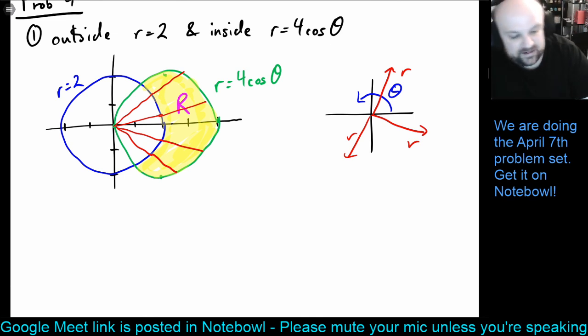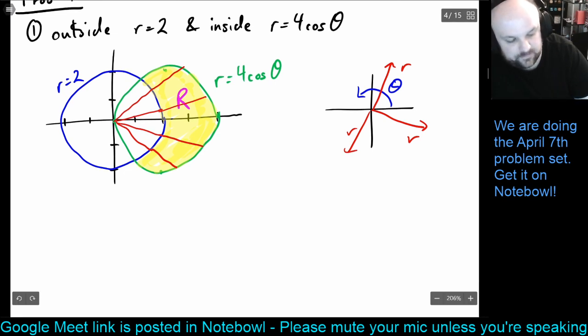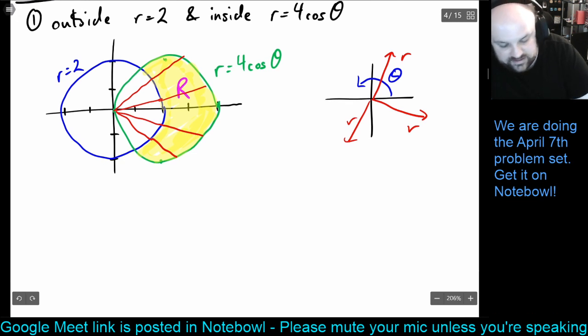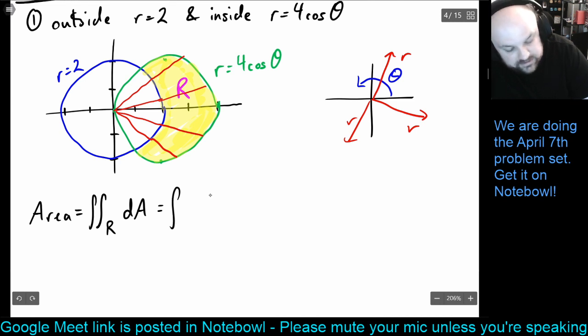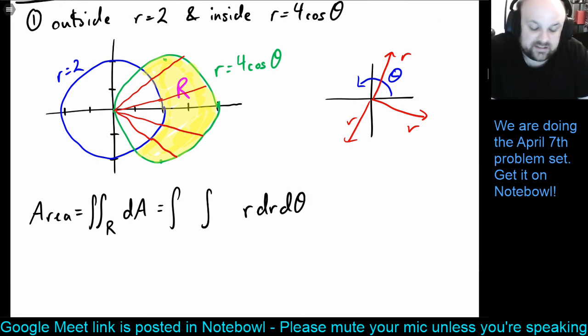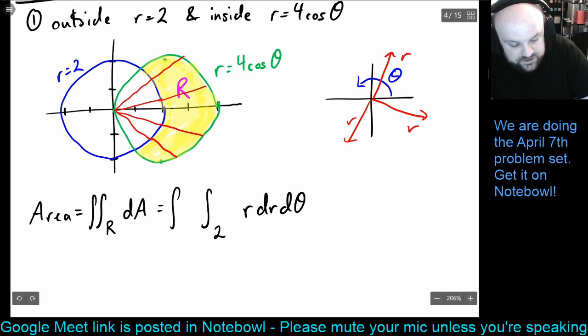So what that means is, the area is the double integral over R of dA, so we do need to switch this to polar: r dr d theta. So when we're setting up the r integral, the inside bound is the blue curve, just 2. The outside bound, which is the green curve, is 4 cosine theta.